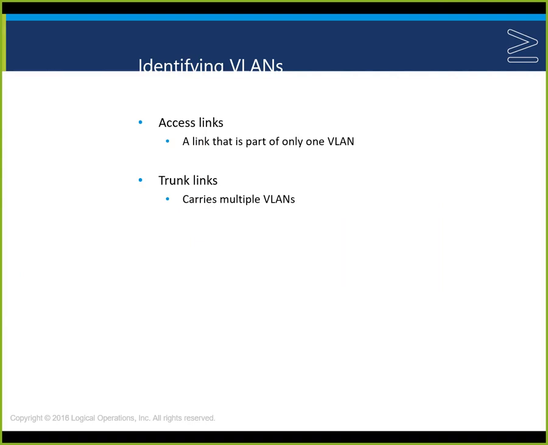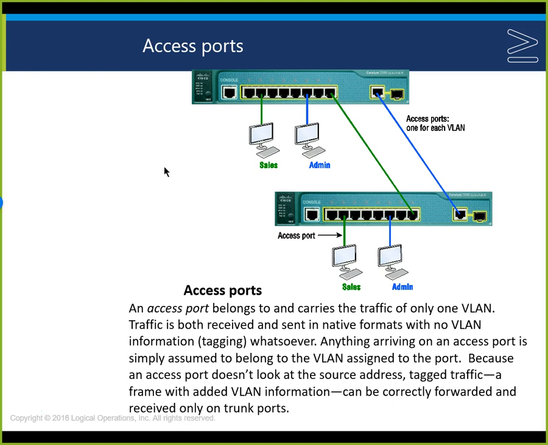Now identifying VLANs: access links can only be on one VLAN, and a trunk link carries multiple VLANs. A trunk link carries the information for all of the VLANs unless we do pruning, which means that it's not at an end or something, and we don't send the information there. So a trunk carries multiple VLANs.